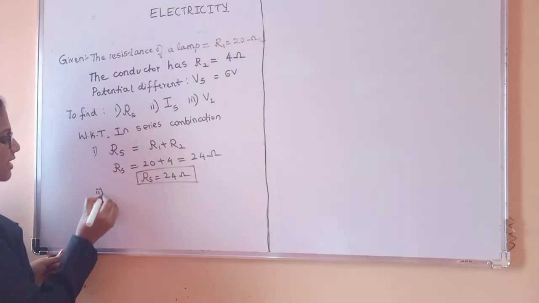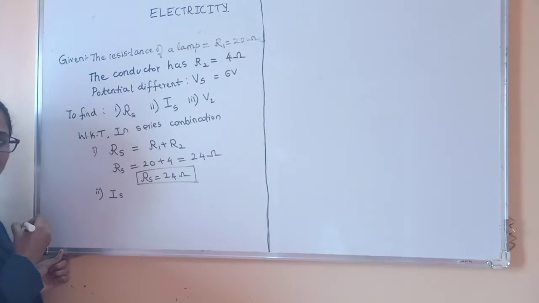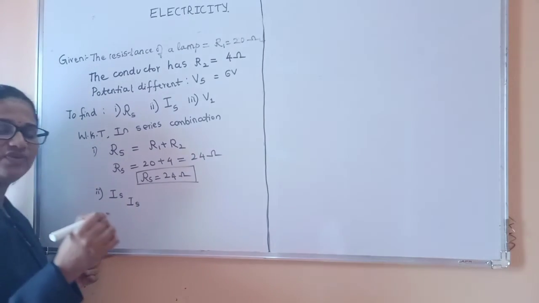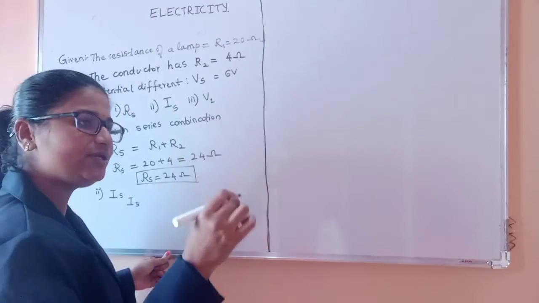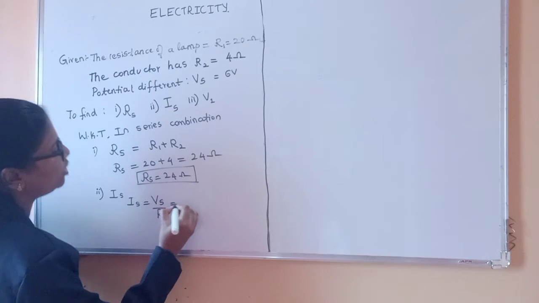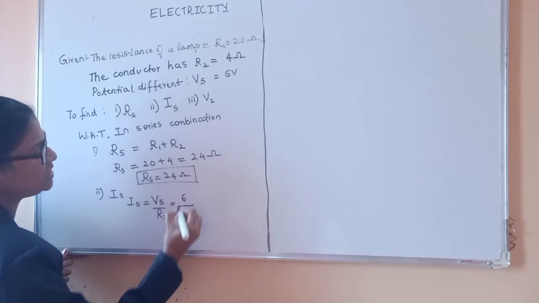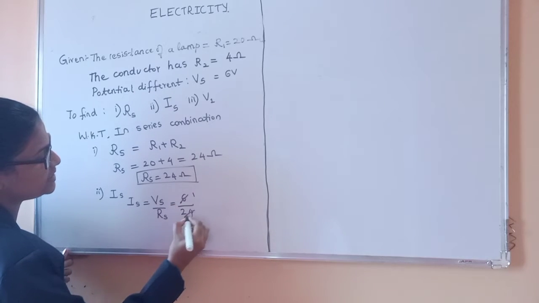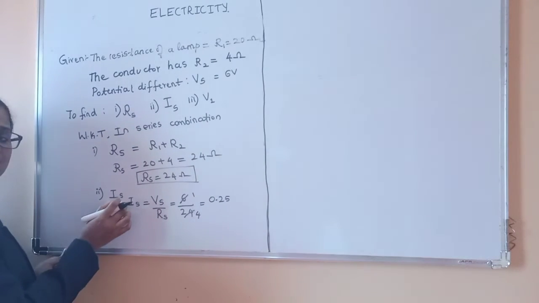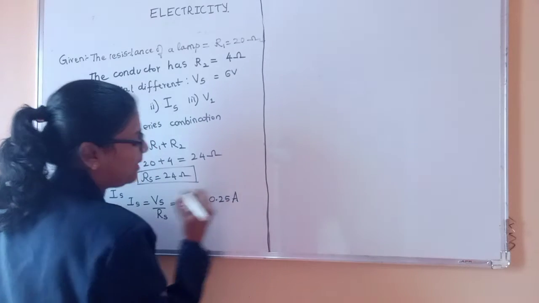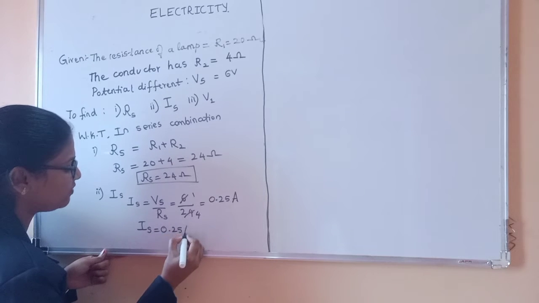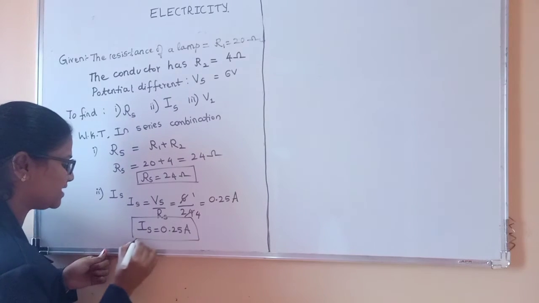Next they asked current, that is current in series, Is. So we know that V is equal to I into R, means I is equal to Vs by Rs. Okay. So what is Vs here? We have 6. What is Rs? We got 24. 6 by 24, when we simplify further, we will get it as 0.25. As it is current, the SI unit is ampere. So Is, that is current in series, we got it as 0.25 ampere. This is the second one.